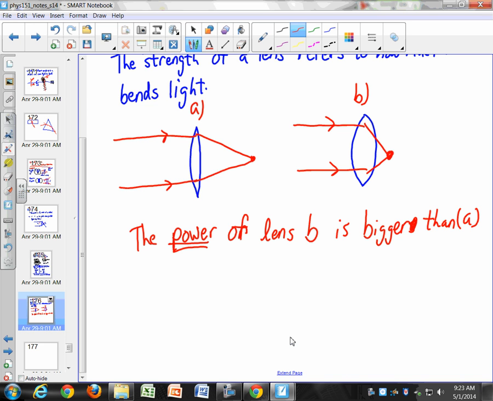We can calculate the power. The power is equal to 1 over the focal length. The focal length of lens A is big in comparison to the focal length of lens B. Oh, actually, that's not right. I'm sorry. Let me redraw that.